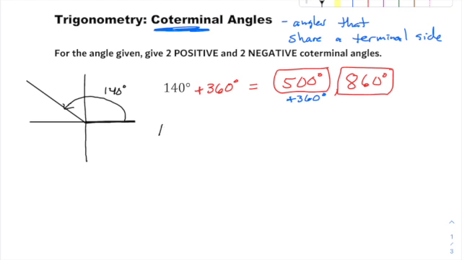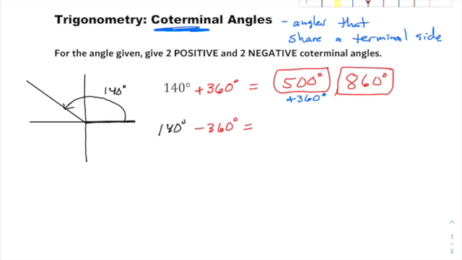Now, if you want a negative angle that's coterminal, well, it's very much the same idea, that I'll just go 360 degrees, but back in the other direction. So I'll subtract 360 from the original given angle. So that's really all coterminal angles are. Add or subtract 360 if you're in degrees.